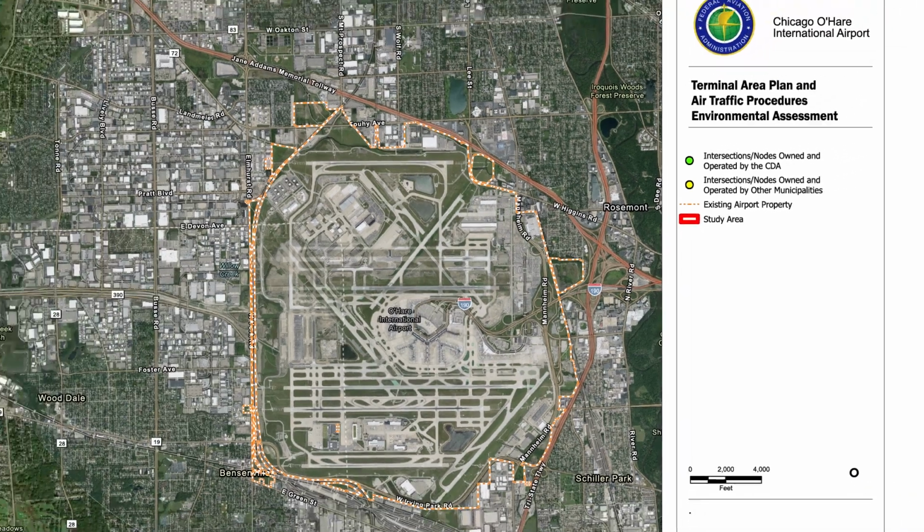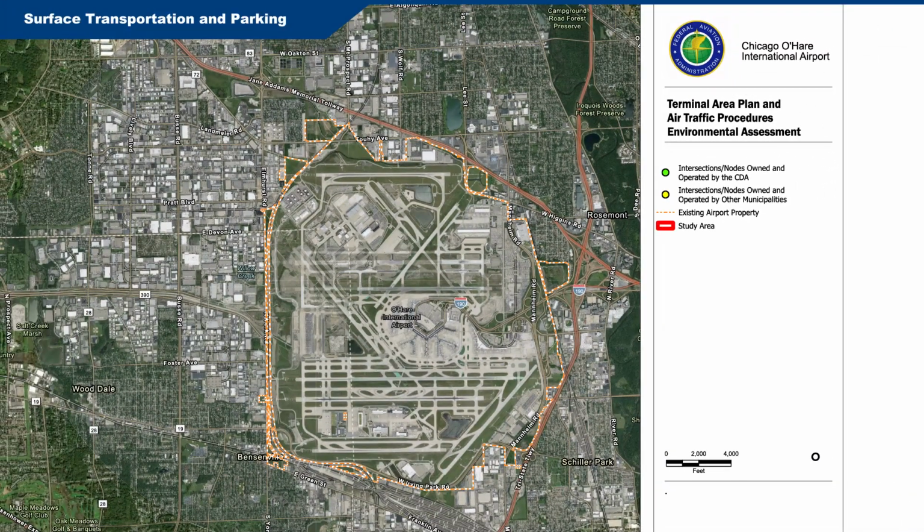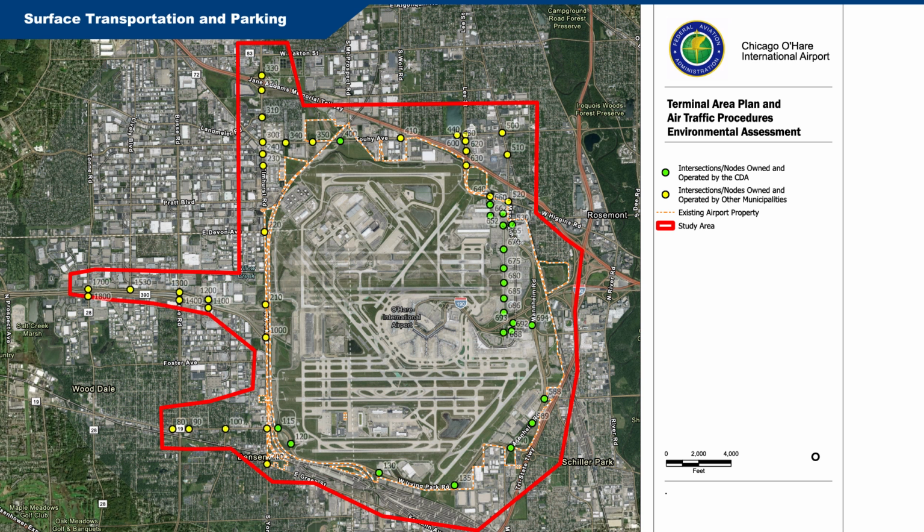Exhibit 512-1 of the Draft EA shows the surface transportation and parking study area and all the intersections owned and operated by the City of Chicago Department of Aviation, as well as other municipalities that were included in the analysis.